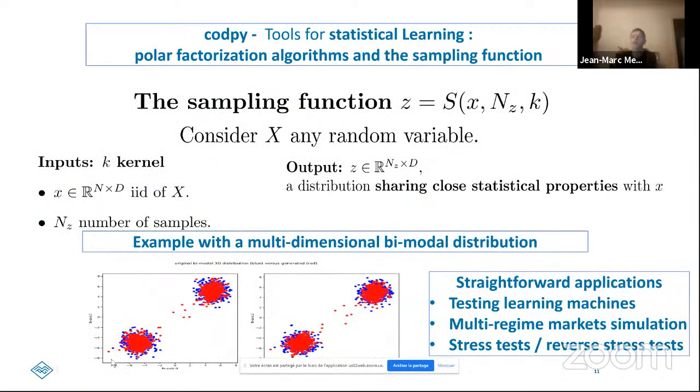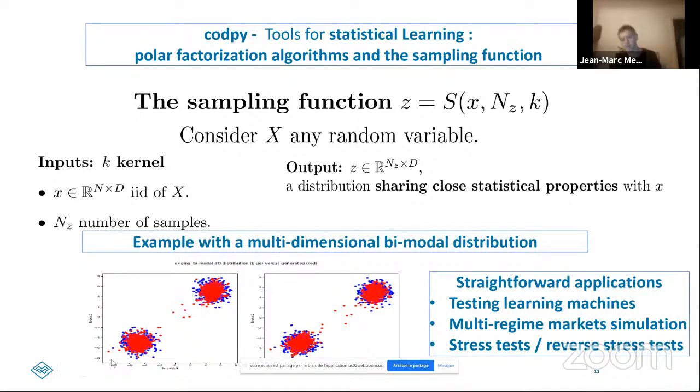Next slide. Here is another quite interesting application for statistical learning, due to an optimal transportation algorithm. Here, what we implemented is what is called a polar factorization algorithm. If you want to know more about polar factorization, I think there is a well-documented Wikipedia page about this problem. But here, what we want to illustrate is a very handy tool that is built using polar factorization. It is what we call today the sampling function. I have no better name, I'm sorry.